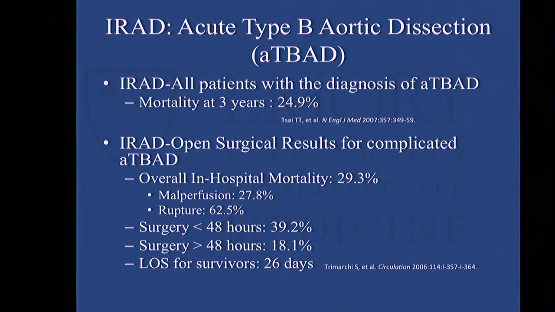Type Bs are considered the more benign, but the fact is they're very unpredictable compared to a type A. We all know what to do with a type A. Go to the operating room. And we all know now what to do with complicated type B. That needs to be stented. But the IRAD database, and this is old, but it still rings true, they looked at all patients with type Bs and the mortality, no matter what the treatment was, and it's 25% at 3 years. Now we're going to drill down to that in a second.